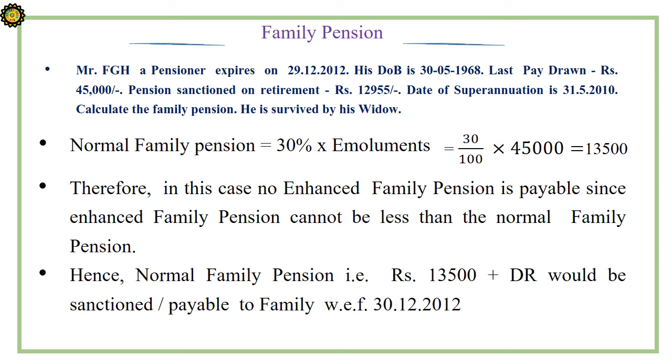Now we will calculate the normal family pension. It is 30% of emoluments and it comes out to be rupees 13,500. Therefore, in this case, no enhanced family pension is payable since enhanced family pension cannot be less than the normal family pension. Hence, normal family pension, that is rupees 13,500 plus dearness relief, would be sanctioned to the family with effect from 30th December 2012.